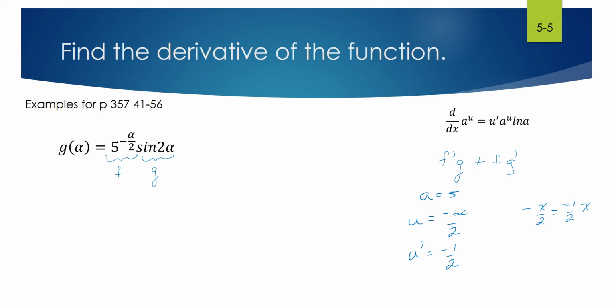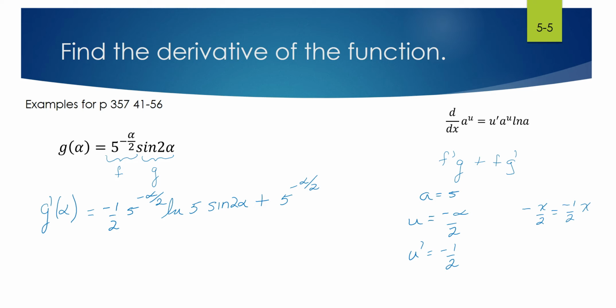Okay, so following my pattern, my f prime of alpha is equal to u prime, which is my negative 1/2, a to the u, keeping my original exponential, 5 to the negative alpha over 2, and then ln of a. So I have ln of 5. Now, all of that is f prime. Now I'm ready to multiply by g, because I just simply keep g, and then the product rule says add, keep f, 5 to the negative alpha over 2, and derive g.